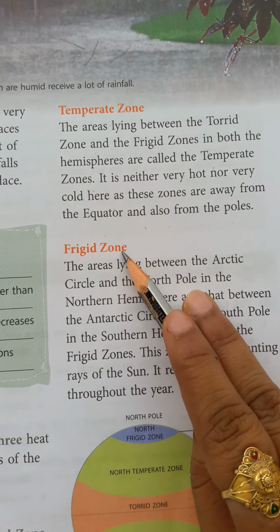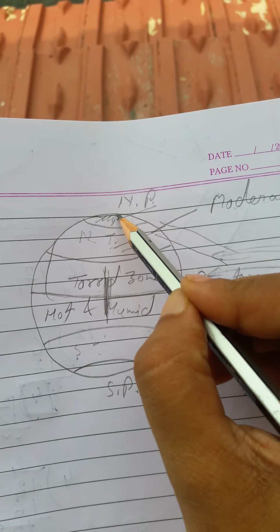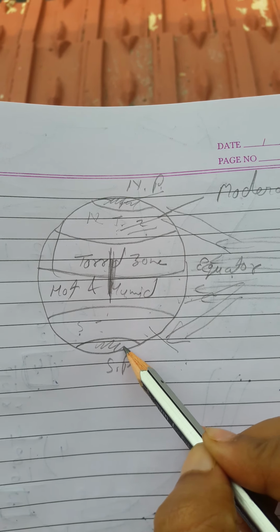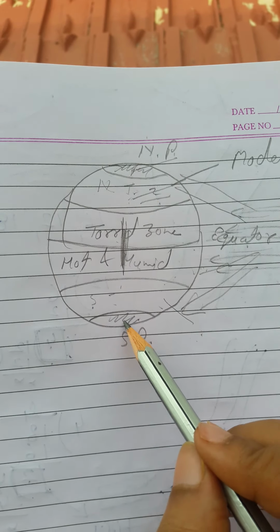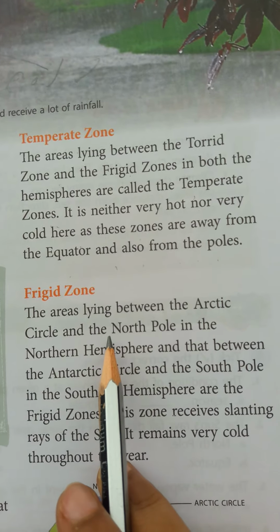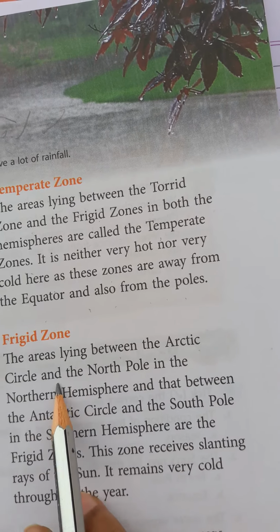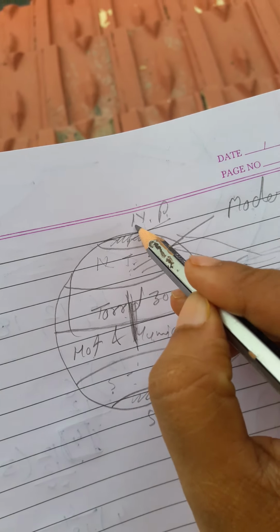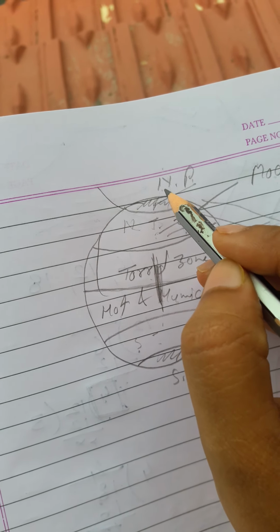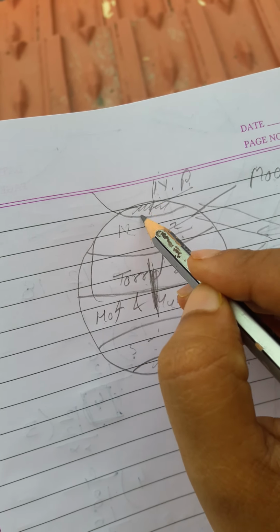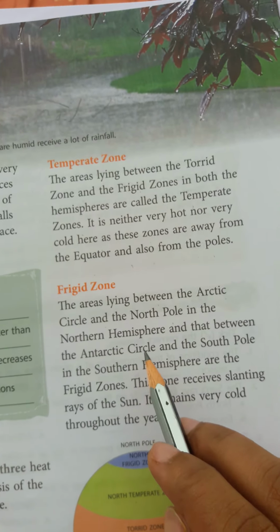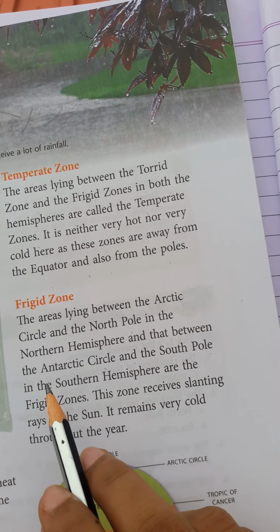Then last is frigid zone. This zone is known as frigid zone. North frigid, south frigid. It lies between Arctic Circle and North Pole. North Pole, and this is Arctic Circle. So it lies between North Pole and Arctic Circle, and between Antarctic Circle and the South Pole.